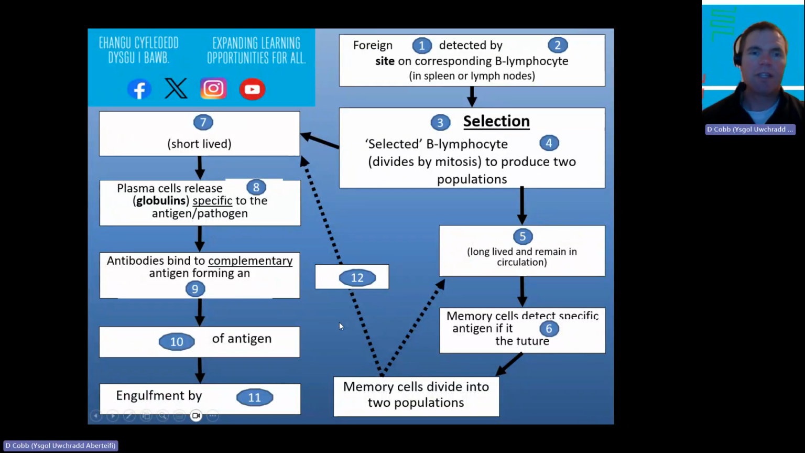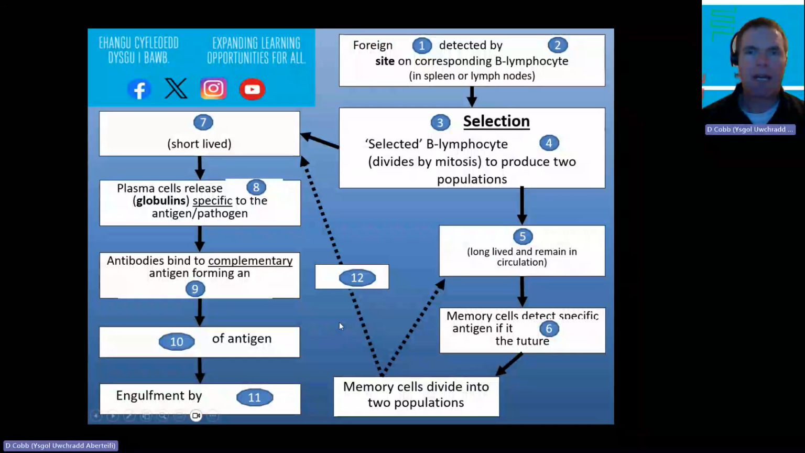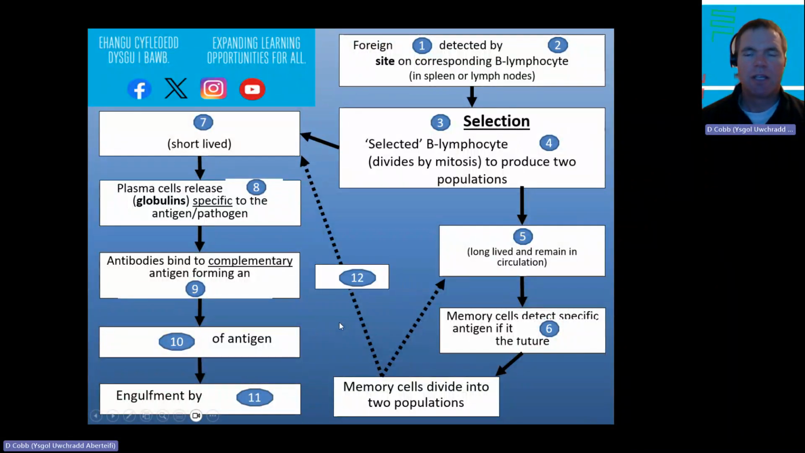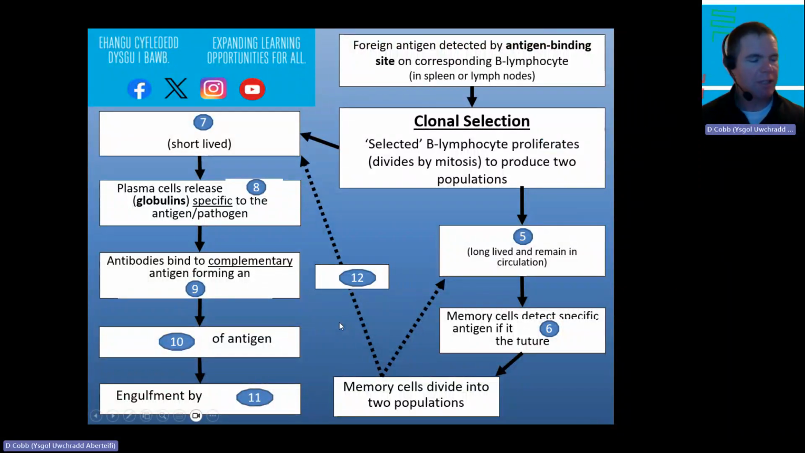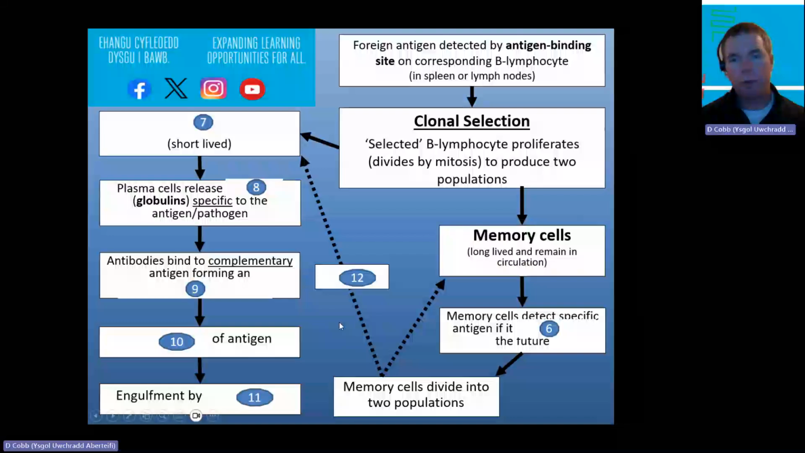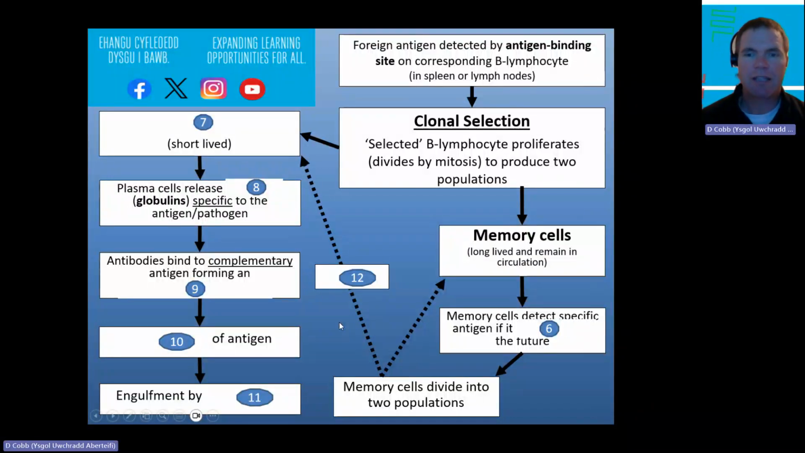Right, let's have a little check against these. So I won't spend long on this. You are welcome to pause at this stage and have a go at regurgitating these words, but I'll do it with us straight away. So number one is an antigen. So foreign antigen detected by an antigen binding site on a corresponding B lymphocyte. Then we get number three, clonal selection, in which case a selected B lymphocyte proliferates. Remember I said that was a key word. And then we form two populations, one of which are the memory cells, which detect the antigen if it enters the body in the future.